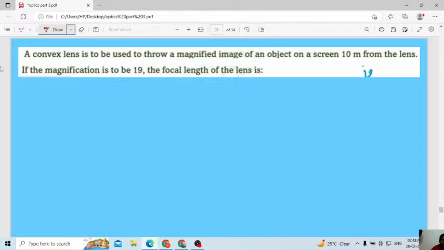Next one. A convex lens is to be used to throw a magnified image of an object on a screen 10 meter from the lens. If the magnification is to be 19, magnification value they are given 19, then what is the focal length? F they are asking here.